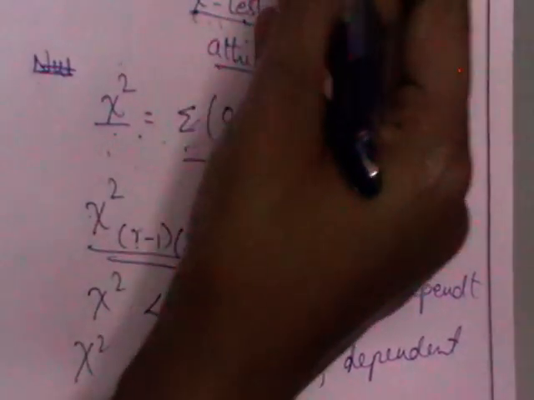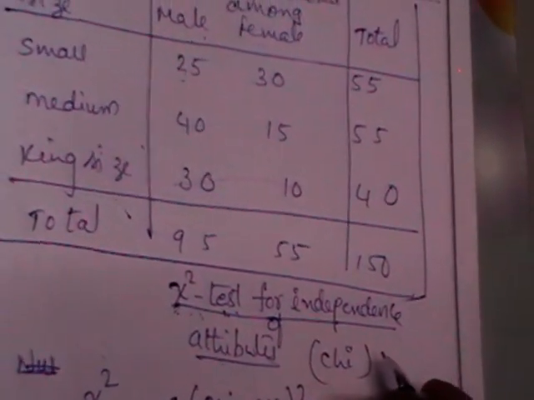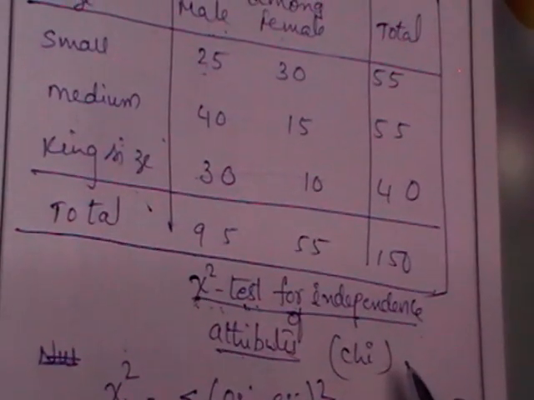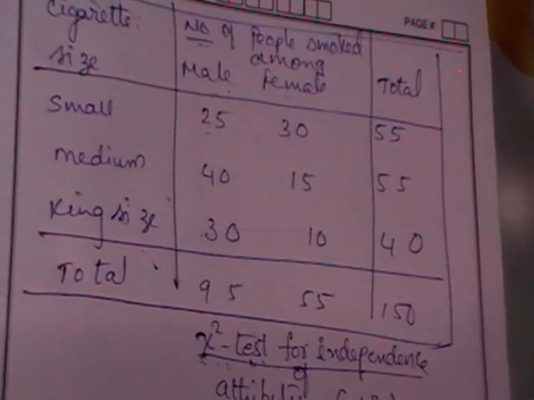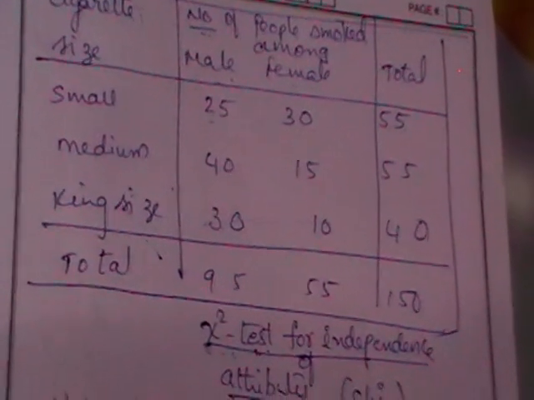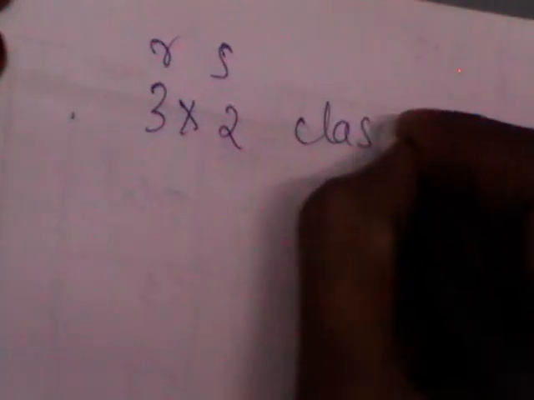So let us go to the problem now. If you observe, you have 1, 2, 3 rows. The number of rows is indicated with R, and you have 1, 2 columns, meaning S is equal to 2. Now clearly it's a classification with 3 rows and 2 columns. This stands for rows and columns. So it's a 3 by 2 classification.